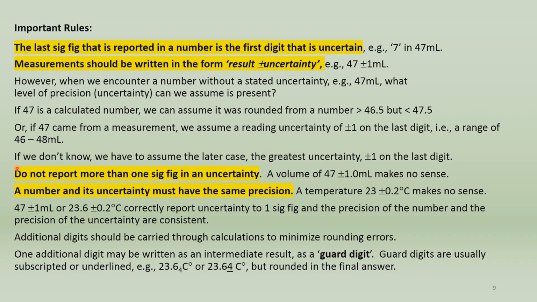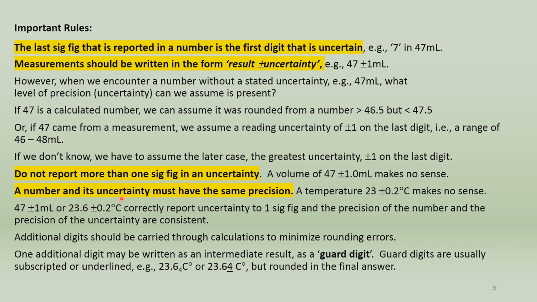Another important rule, do not report more than one sig fig in an uncertainty. For example, a volume of 47 plus or minus 1.0 makes no sense. You can't report two levels of uncertainty. Remember, uncertainty is an estimate anyway. You can't have two estimates of the uncertainty. Only one sig fig in an uncertainty.